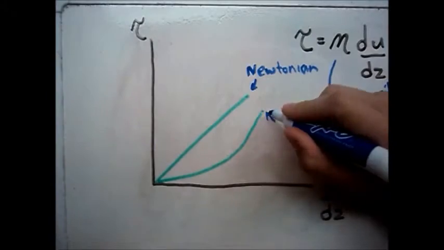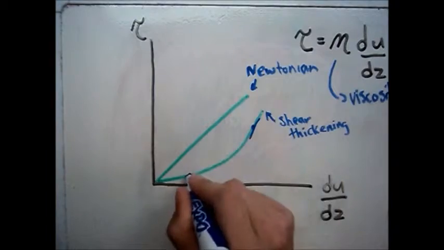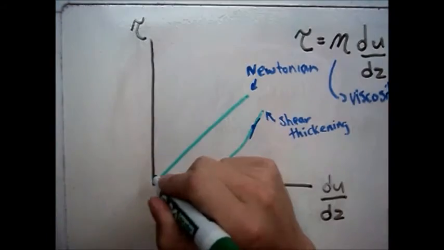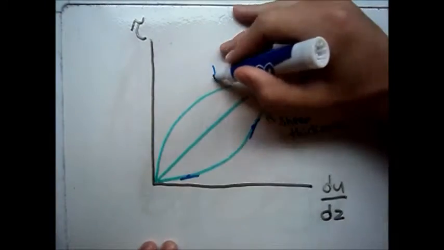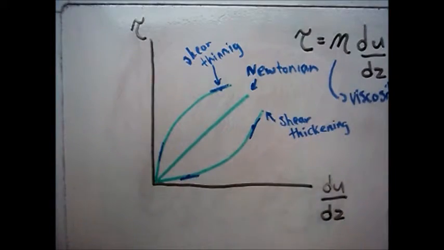Now, for non-Newtonian fluids, there are two types, shear thickening and shear thinning. Shear thickening becomes thicker with a higher force or a higher velocity gradient. The opposite is true for shear thinning. Now, in this case, we are looking at a shear thickening fluid.